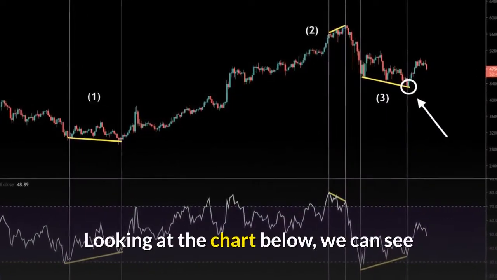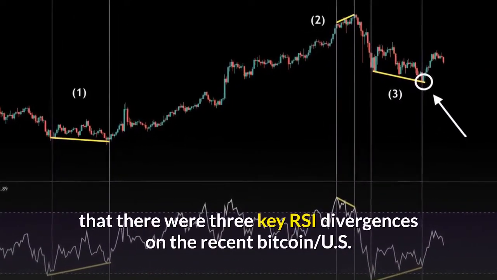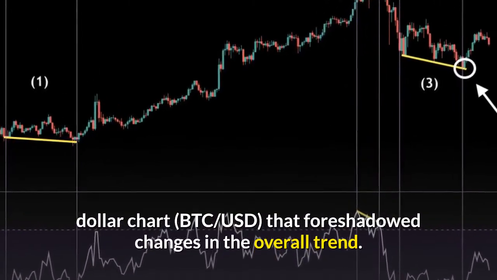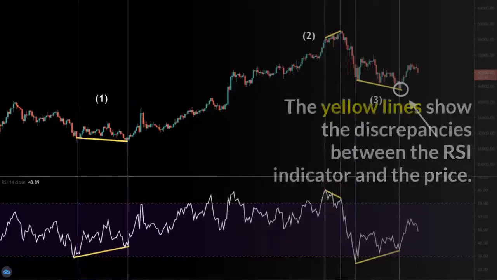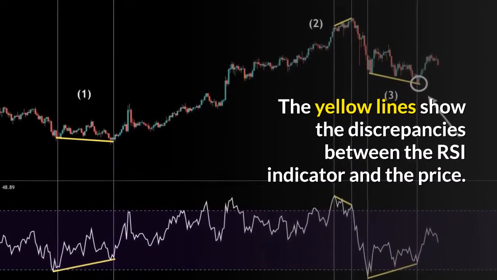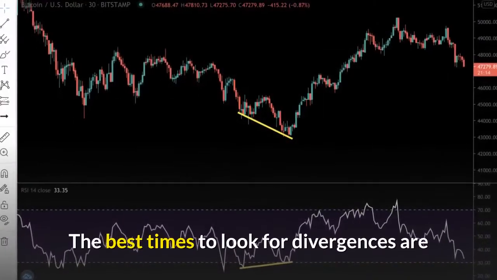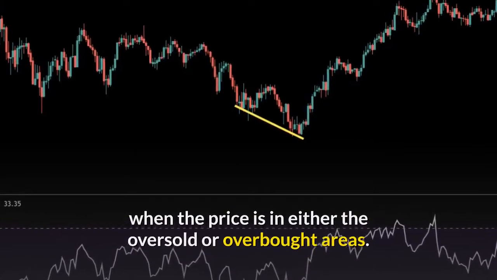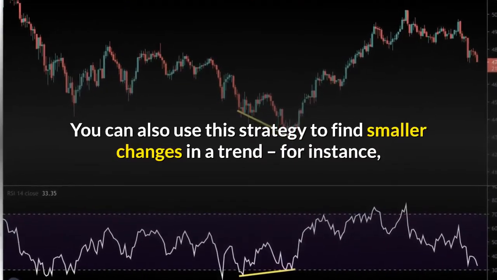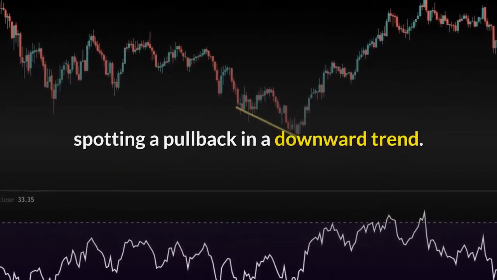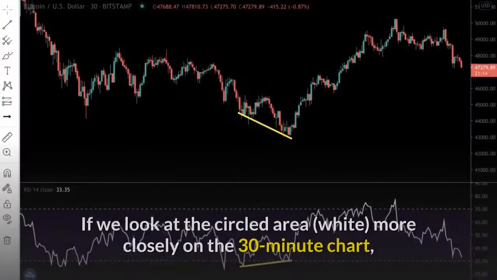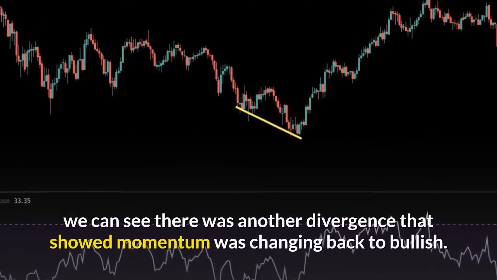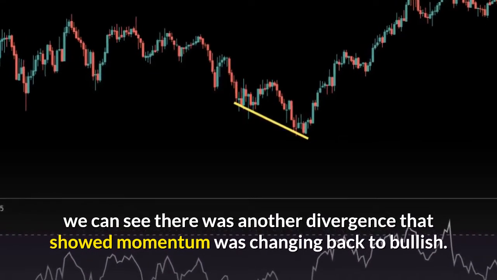Looking at the chart below, we can see that there were 3 key RSI divergences on the recent Bitcoin US dollar chart, BTC/USD, that foreshadowed changes in the overall trend. The yellow lines show the discrepancies between the RSI indicator and the price. The best times to look for divergences are when the price is in either the oversold or overbought areas. You can also use this strategy to find smaller changes in a trend, for instance, spotting a pullback in a downward trend. If we look at the circled area, white, more closely on the 30-minute chart, we can see there was another divergence that showed momentum was changing back to bullish.